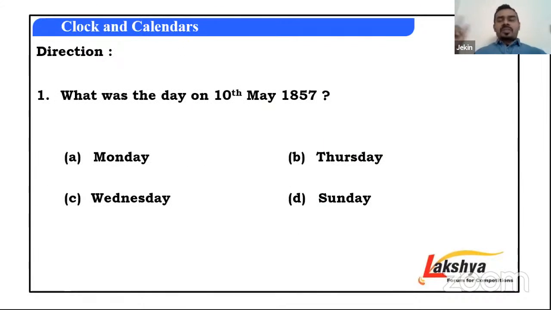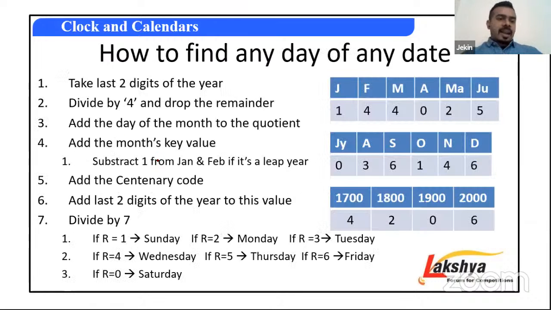Okay, what's the first question they have asked? What was the day on 10th May 1857? Let's try to follow the method. 10th May 1857. So I'm gonna write over here 10th May 1857 for reference. All right, let's solve it.